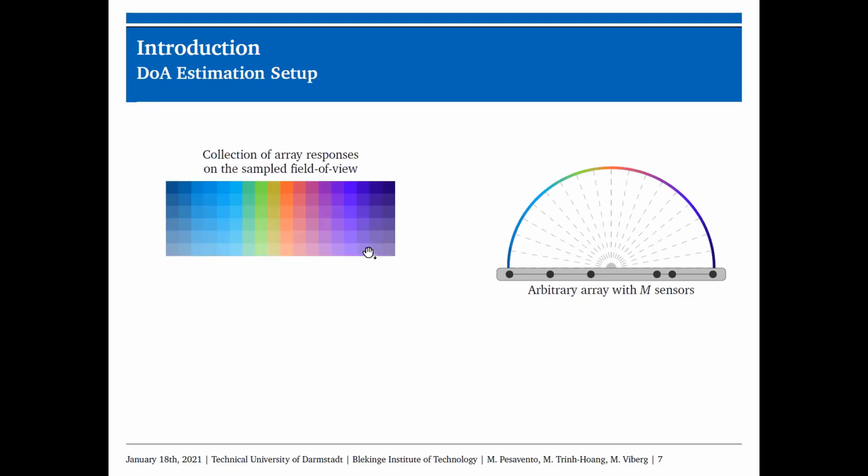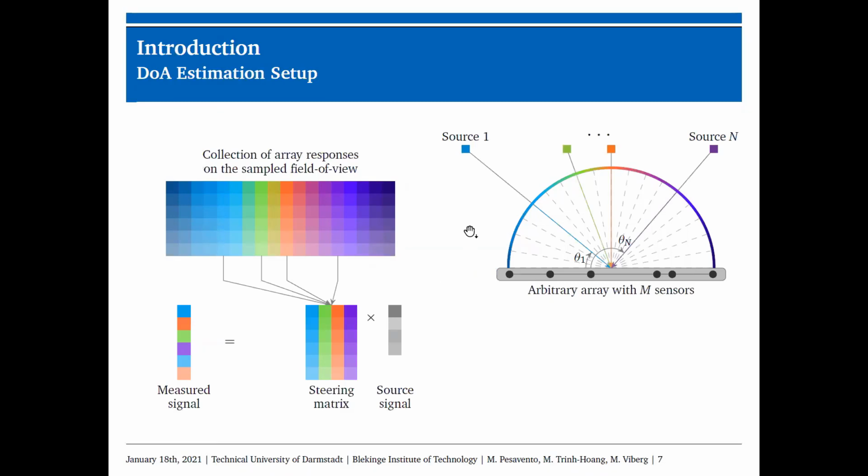So sampling the whole field of view gives us a collection of array responses, each one corresponding to a different direction, illustrated by different colors in this picture. Now, suppose the array receives signals from different sources like this, again from the far field. We will assume linearity so that the principle of superposition applies. Then the measured signals, what we picked up at the array elements, will be a linear combination of all these propagation vectors or array response vectors. They're weighted by the source signal, and this source signal can be time varying if we have multiple measurements or snapshots.